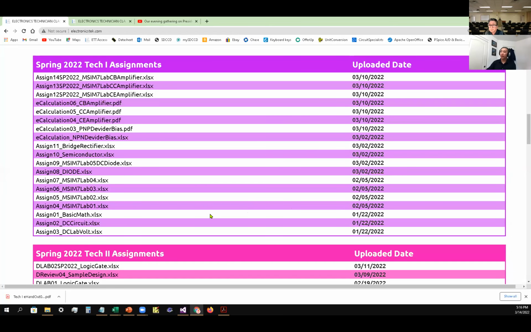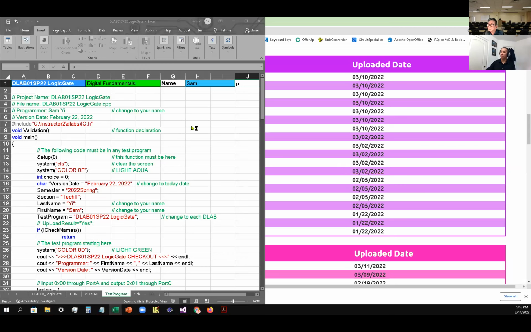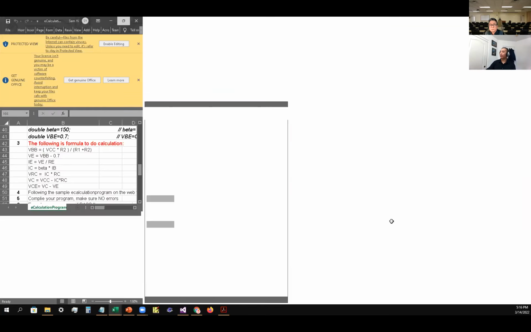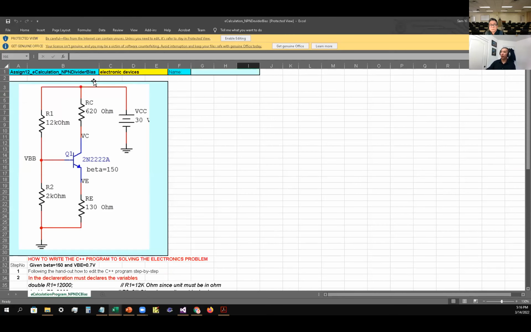So either you can save it into Notepad or you can save it into Excel here. Now on this one, PDF, you won't be able to save, like the one on Excel here, you can do that. Once you have completed your program like this, and then you want to, let me see, enable editing.